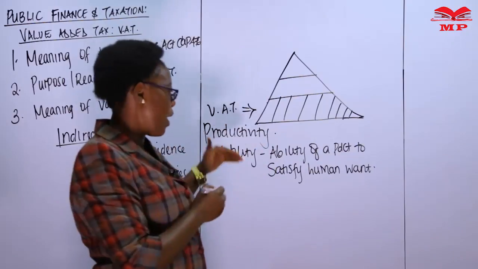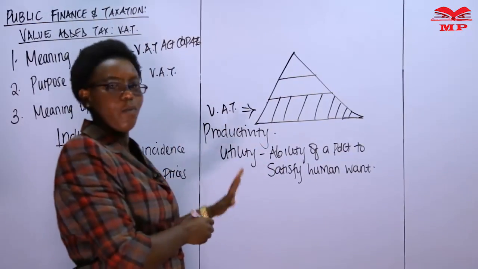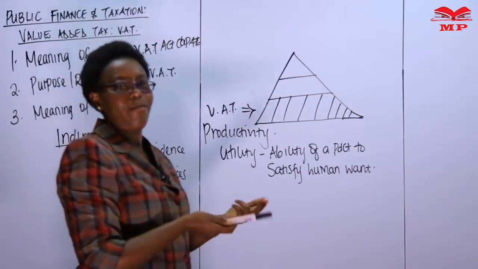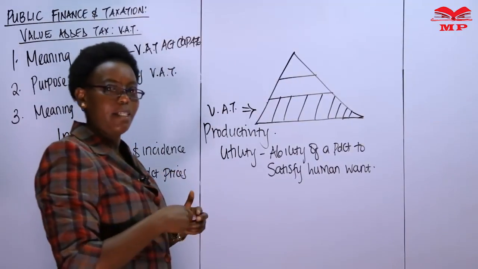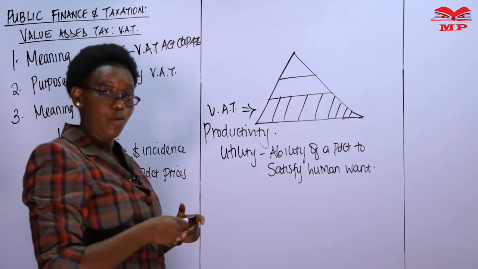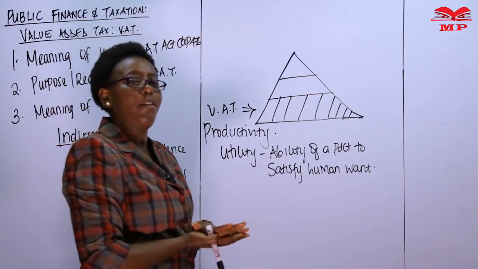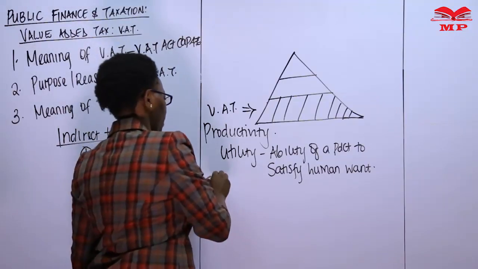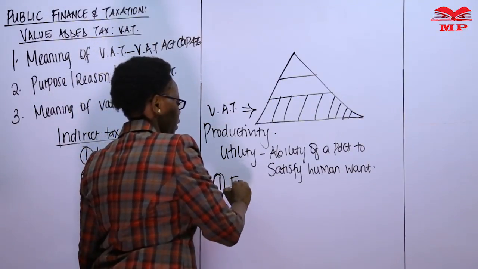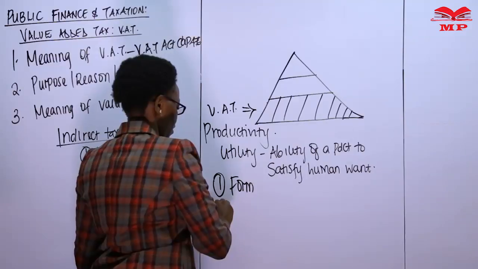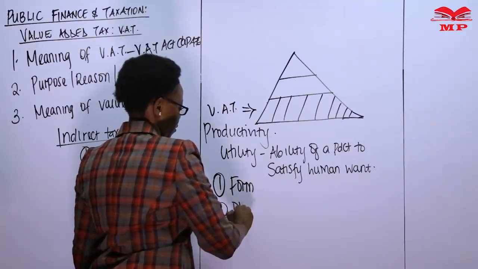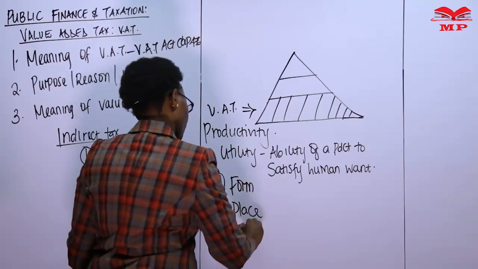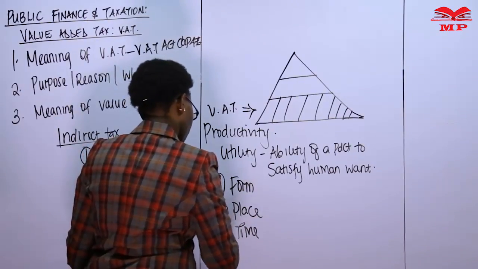So you're going to borrow from that, and then we'll discuss the various forms or types of utilities that you have so that you can derive how an organization, how a business creates value on which we're going to levy value-added tax. Now, utility, you have four things. There was form utility, there was place, there was time, and there was possession.